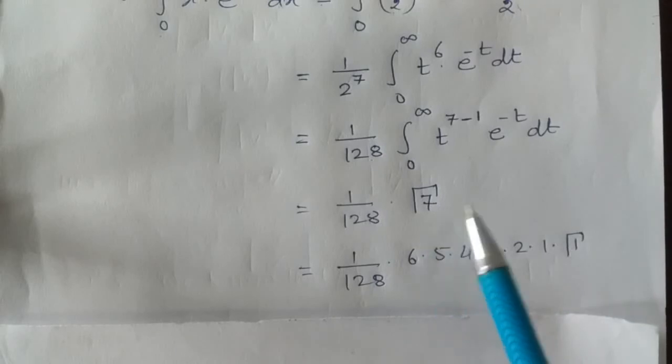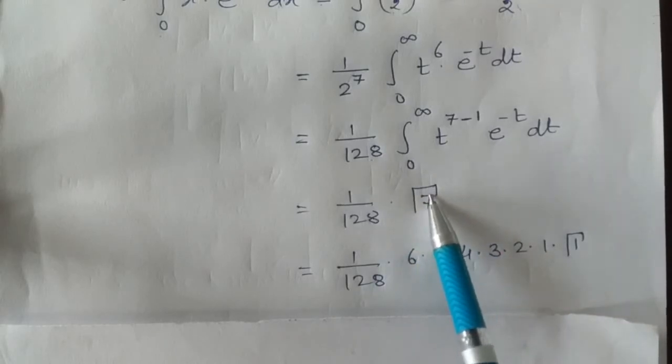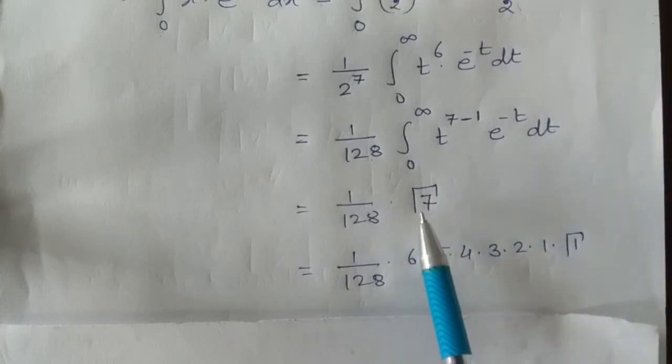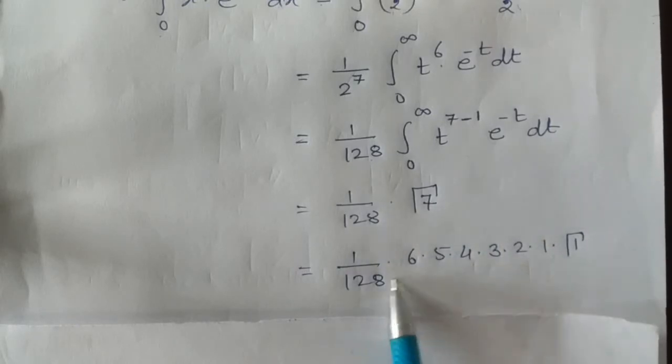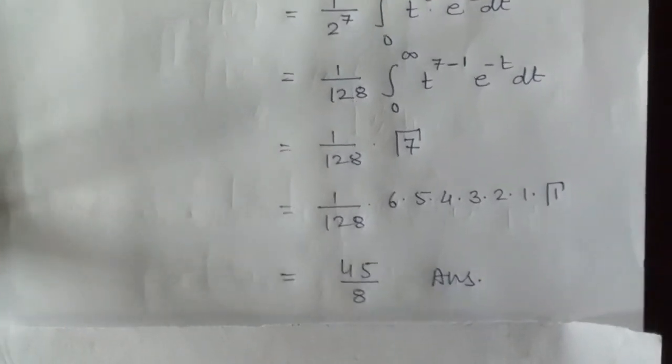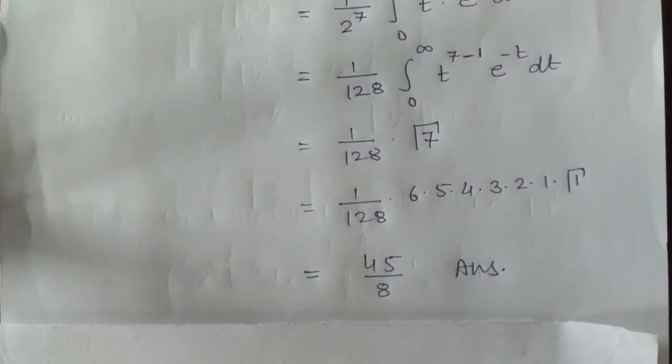Further, we know that gamma n plus 1 is n factorial. So gamma 7 is equal to 6 factorial. Now simplify all of these, and we get 45 by 8, which is the result of the given integral using the gamma function.